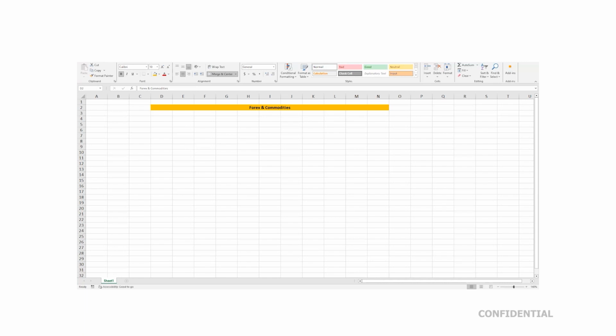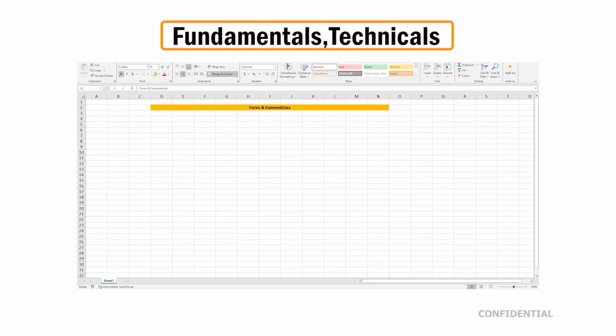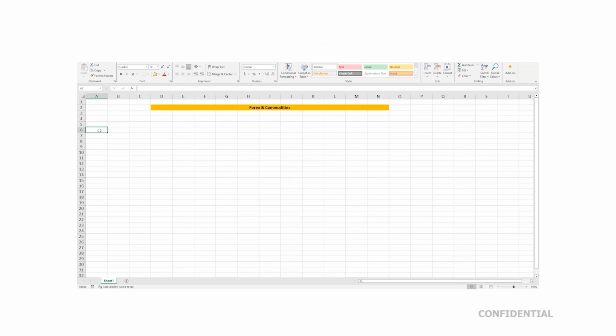I'll tell you which topics we are going to cover, but broadly we will be talking about some of the fundamentals and some of the technicals. These can be used for futures as well as options trading. So broadly we'll be talking about the trading aspect, but at the same time they will help you understand the broader economic scenario, the broader environment of the market.